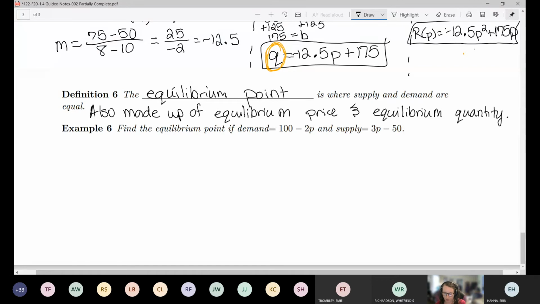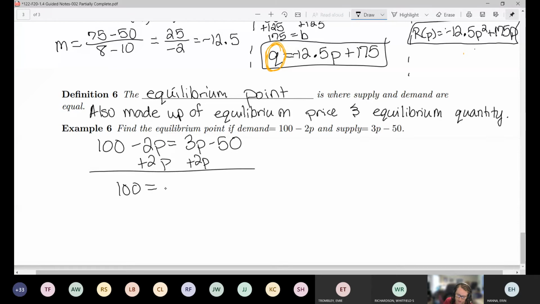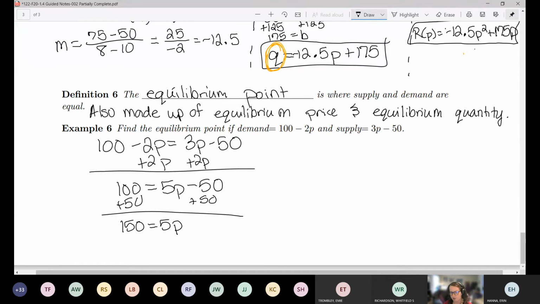So say we wanted to find the equilibrium point if our demand equation is 100 minus 2p and our supply equation is 3p minus 50. Well, if it's where supply and demand are equal, you're just going to take those two equations and set them equal to each other. 100 minus 2p equals 3p minus 50. I always like to collect the variables on the same side first, and I like my variables to be positive if I can, but however you want to solve that algebraically is fine. I would then add 50 to both sides, divide both sides by 5, and get p is 30.